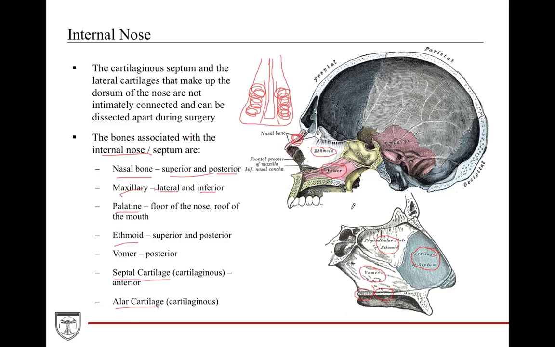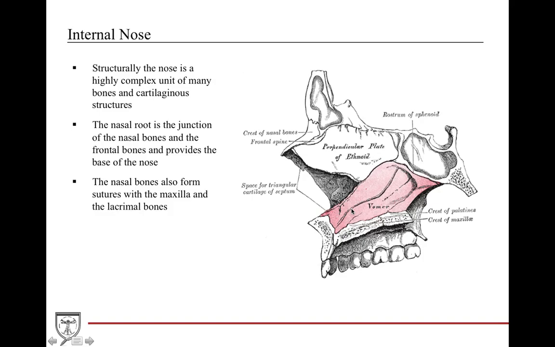And it's very important to know the different bony structures and cartilaginous structures that make up the septum. So when we continue to talk about the internal nose, it's important to note that the nose is structurally highly complex. It has many different intertwined bones and many different cartilaginous structures, and it's not like an axial bone or an extremity bone. It's very unique in its fusion pattern.